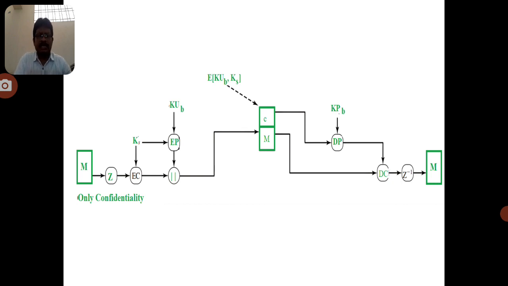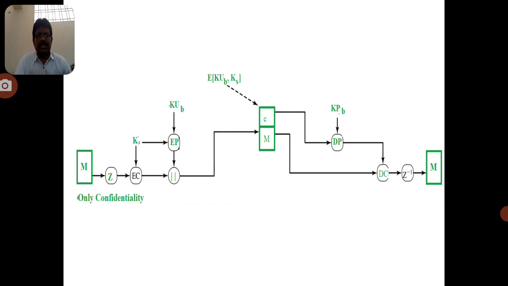Take the original message M and apply the ZIP function Z. Whenever we apply the Z function, the ZIP algorithm, the total message is compressed. Once it is compressed, we apply the conventional encryption, EC, using the session key KS, the random key. The compressed message is encrypted with conventional encryption with the help of KS.